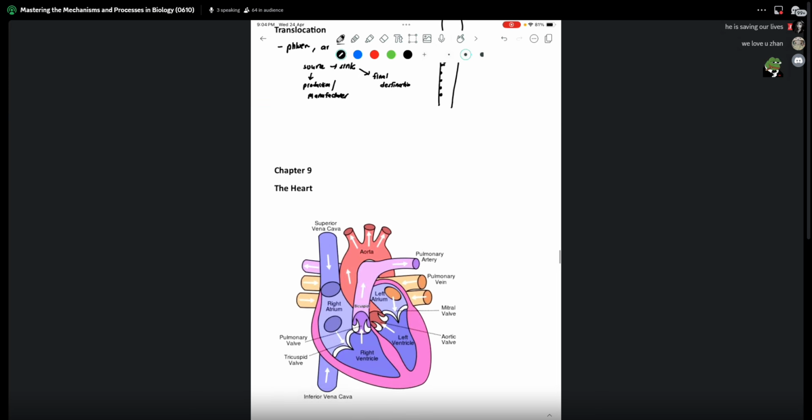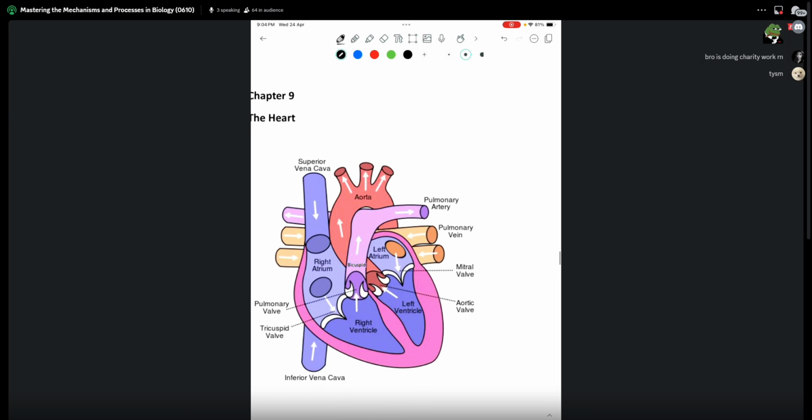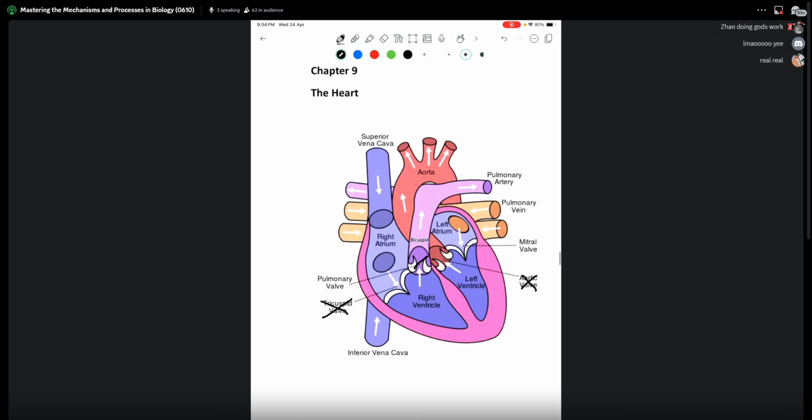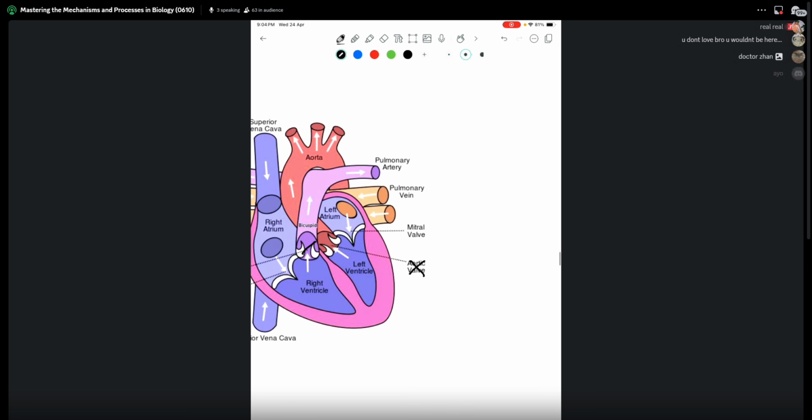Let's go to chapter 9, the heart. First of all, please remember the labelings. Something to ease your mind: you do not need to remember tricuspid and aortic valve. You can just remember the atrioventricular valve, and the aortic as the semilunar valve. This applies for both the left and the right.